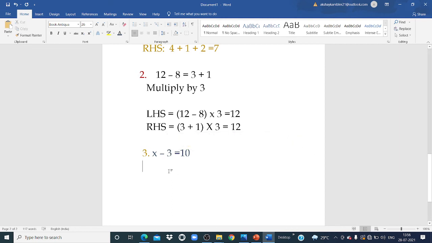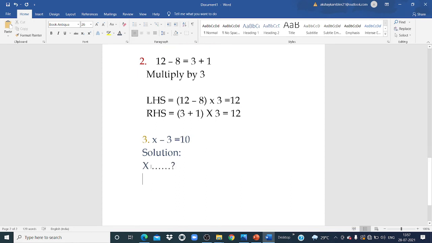Suppose here we have to find out the solution. I will write here "solution". What I told you, the shortcut trick: whenever we are finding out the solution, we simply have to find out the value of x. What will be the value of x? This is your answer. So how will we find it? Just think about the LHS, x minus 3.